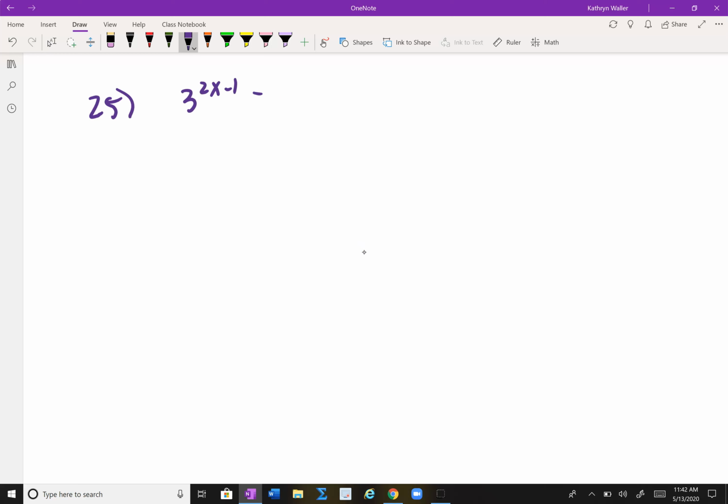So this problem is weird because I cannot get my bases to be the same. Remember, when it's weird, you have to take the log of both sides. So it's going to be the log of 3 raised to the 2x minus 1. That 2x minus 1 is an exponent. The 3 is not down below, it's on the same level as the log. And this is the log of 4 raised to the x plus 2.